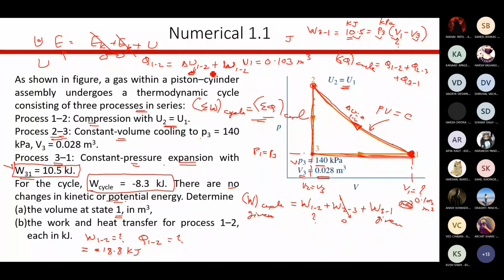So W1-2 and Q1-2 are one and the same because there is no change in internal energy of your system in process 1 to 2. So Q is equal to W for that process. Simple. So this is the final answer. 0.103, na? It was correct. This is minus 18.8, minus 18.8. Fine. Now, can I go to next slide?